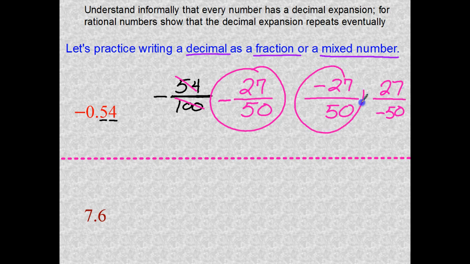And all three of these could be your answer. The bottom one reads as a mixed number, 7 6/10, or 7.6 as you like to say it. I don't like to say it that way, but 7 6/10. Let's just look at it as a mixed number.